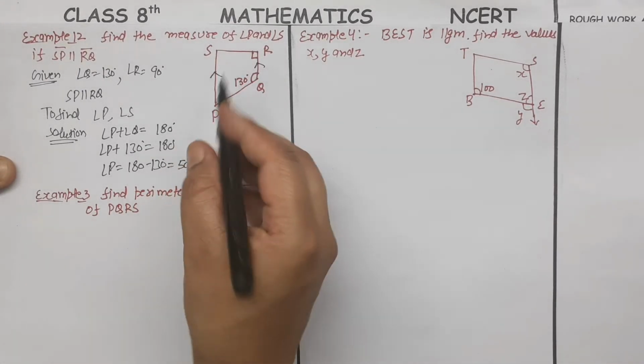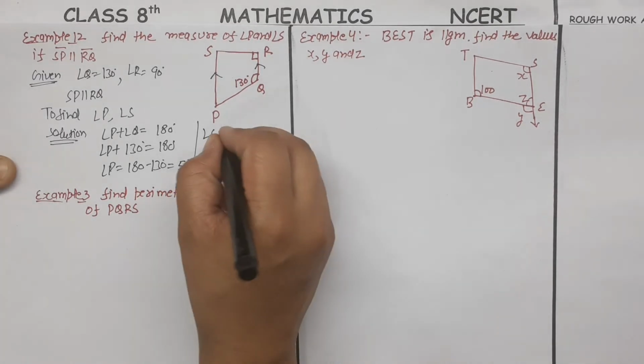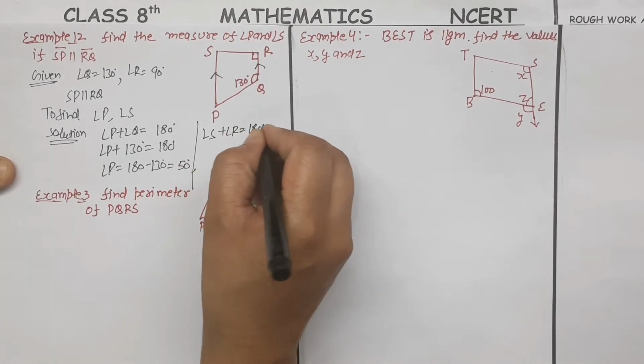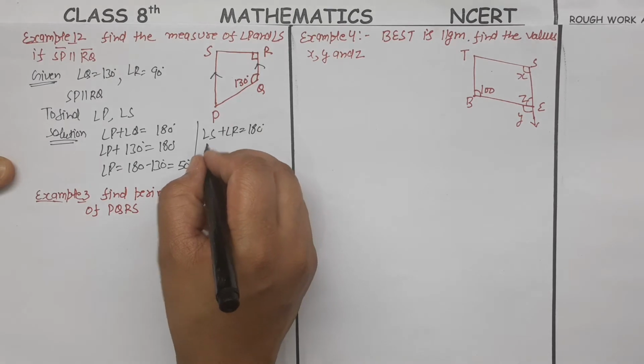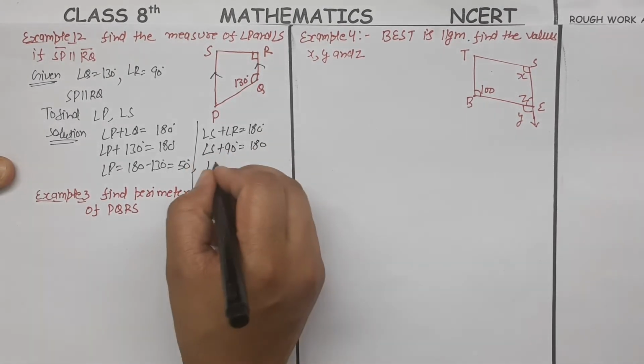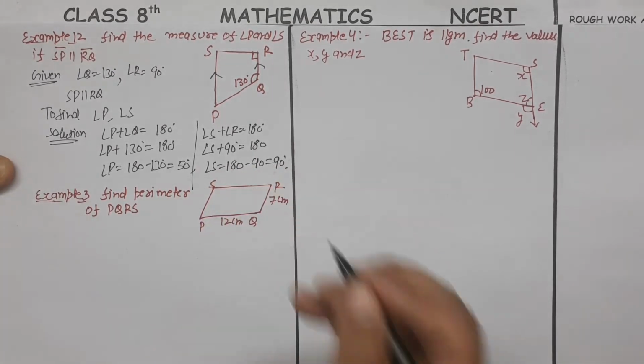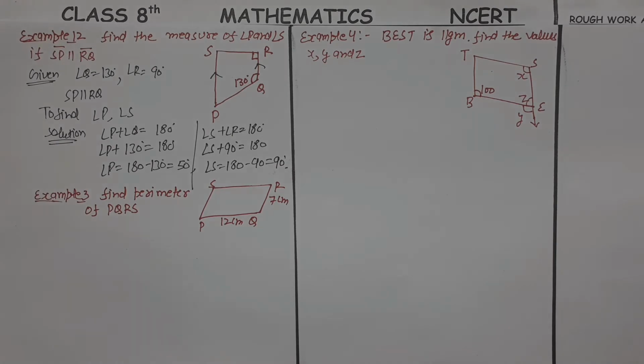For angle S, we have to find angle R, 90 degrees. Then angle S is 90 degrees. That is your required answer.